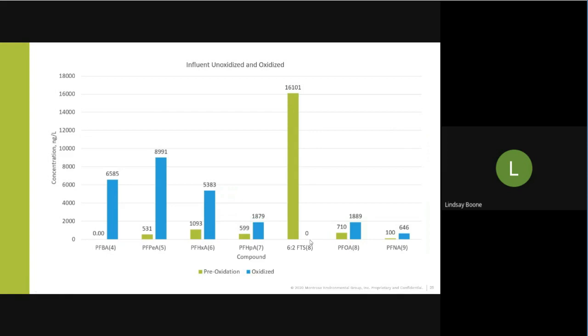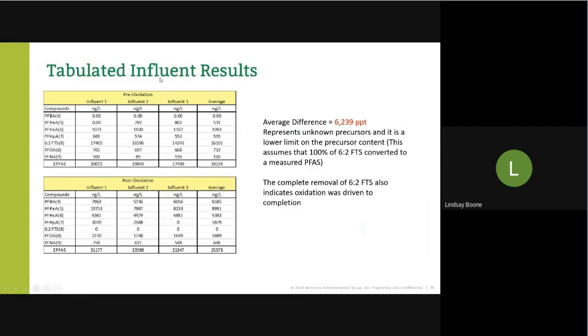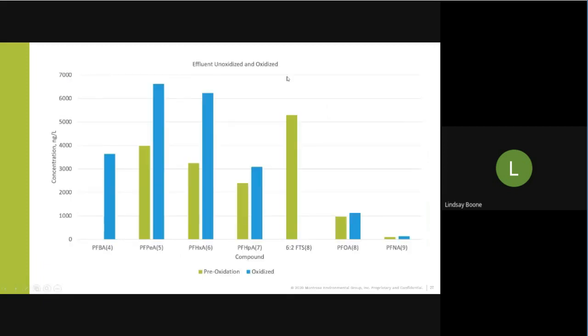And what you can see happening is the longer chain PFAS decrease and the shorter chain PFAS increase. The chain length is in parentheses. So for instance, PFBA wasn't present pre-oxidized, but it was present post-oxidized. Another side note that we saw was that most of these were degrading into the corresponding carboxylic acids, not the sulfonic acid groups. Overall, in this particular influent sample, there was about a 6,239 part per trillion difference between pre-oxidized and post-oxidized samples. So that was about 6,000 part per trillion of PFAS unknown precursors that we weren't measuring if we did not do the TOPS analysis. Now we did the exact same thing for an effluent.